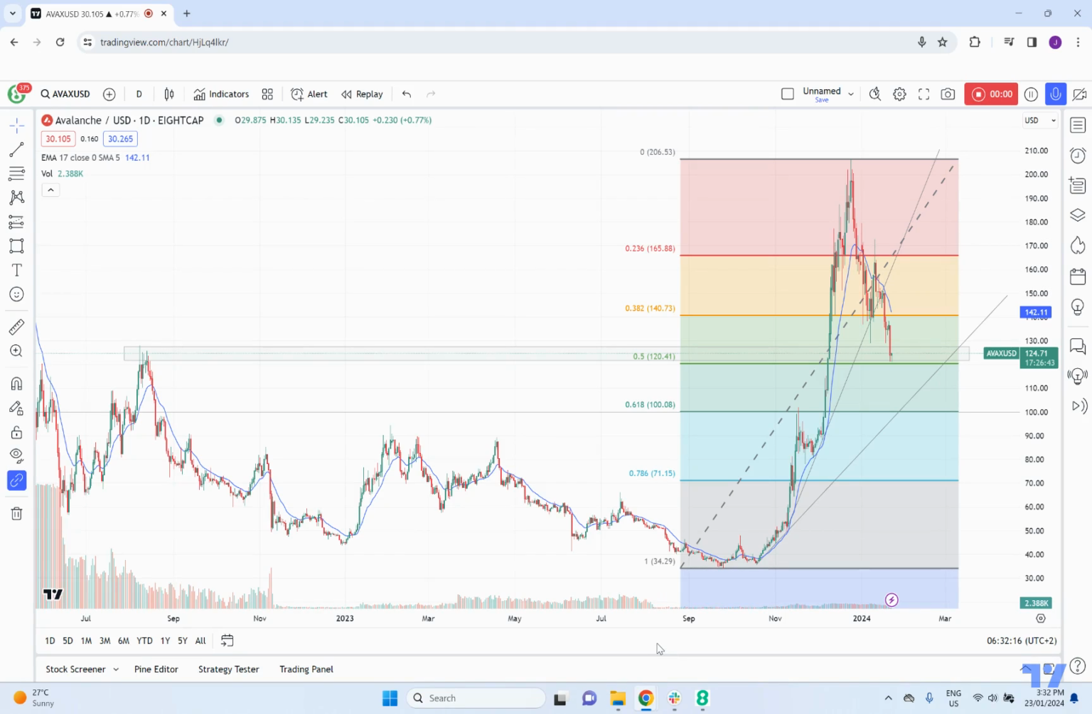Joseph here from Eightcap. We're looking at AVAX USD on its daily chart, and why we're having a look at it is we can see a pretty nice example of a pullback to the 50% Fibonacci.